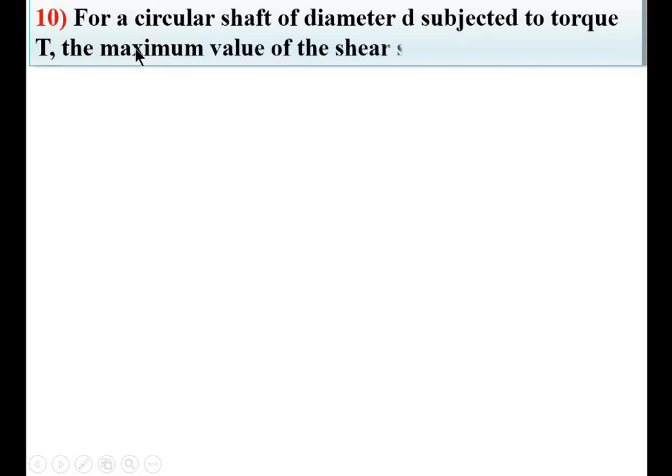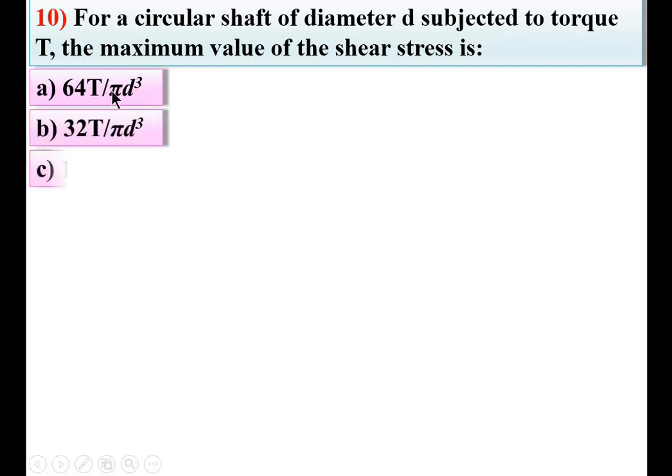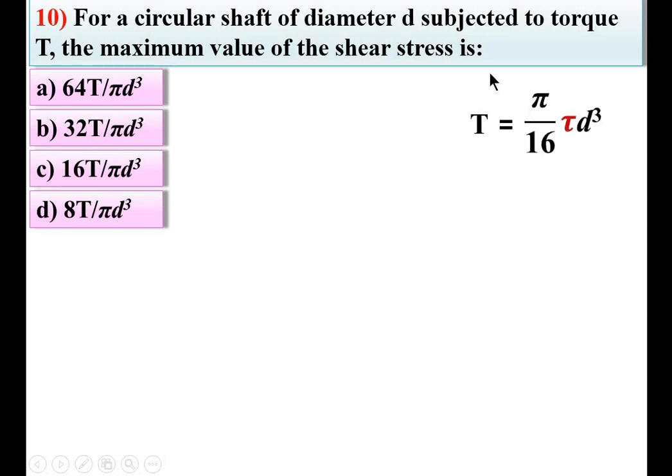Next, for a circular shaft of diameter d subjected to torque T, the maximum value of the shear stress is: options 64T upon pi d cube, 32T upon pi d cube, 16T upon pi d cube, 8T upon pi d cube. So you know that the fundamental equation of the shaft subjected to torque is T is equal to pi by 16 tau d cube. So from this equation, if you find the maximum value of shear stress tau, then it will be 16T upon pi d cube. So C is the right answer.